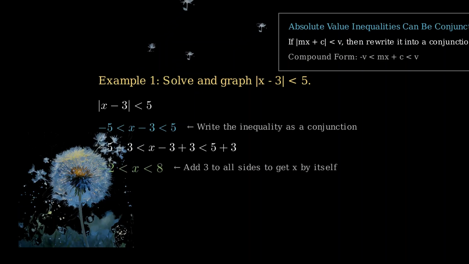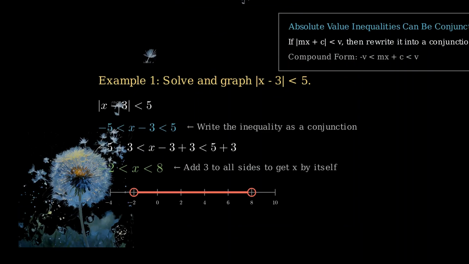First, we rewrite this absolute value inequality as a conjunction. This gives negative 5 is less than x minus 3, which is less than 5. Next, to isolate x by itself in the middle, we add 3 to all 3 parts. This simplifies beautifully to negative 2 is less than x, which is less than 8. So, our solution interval is open interval negative 2 to 8. On the number line, we place open circles at negative 2 and 8, and bold the segment between them.